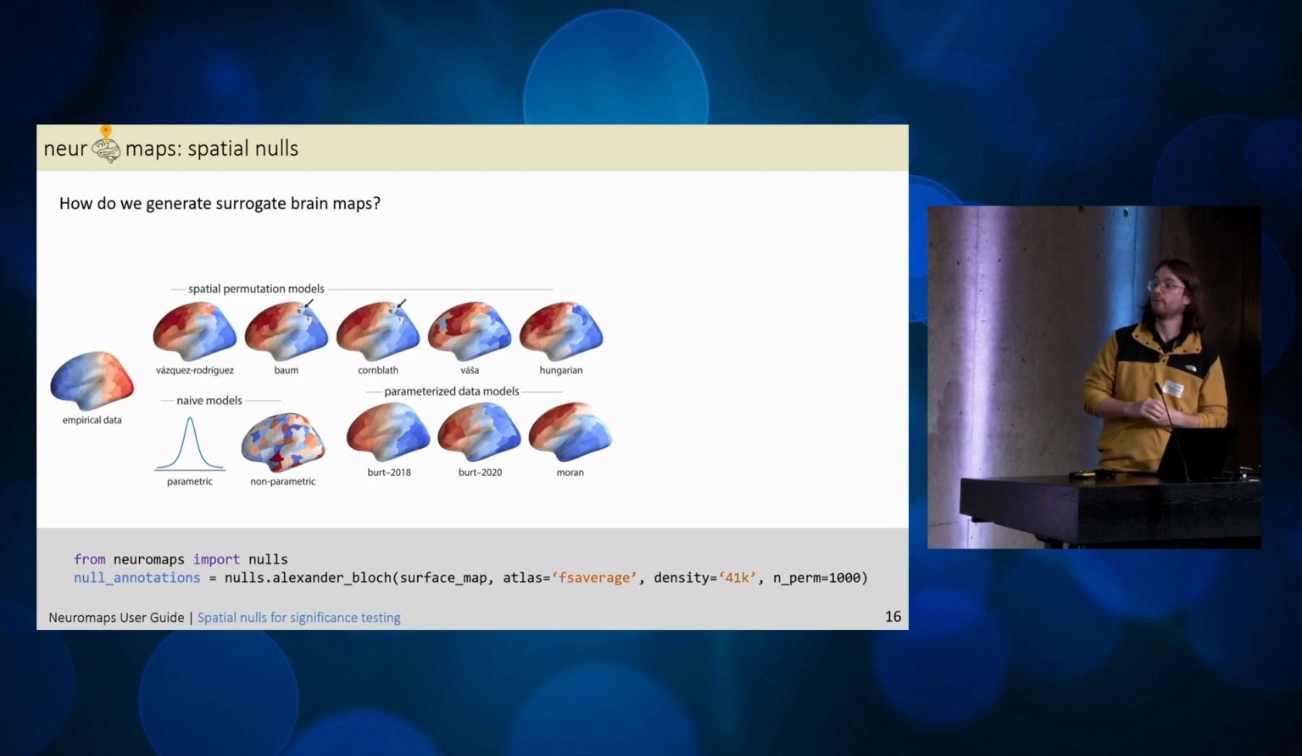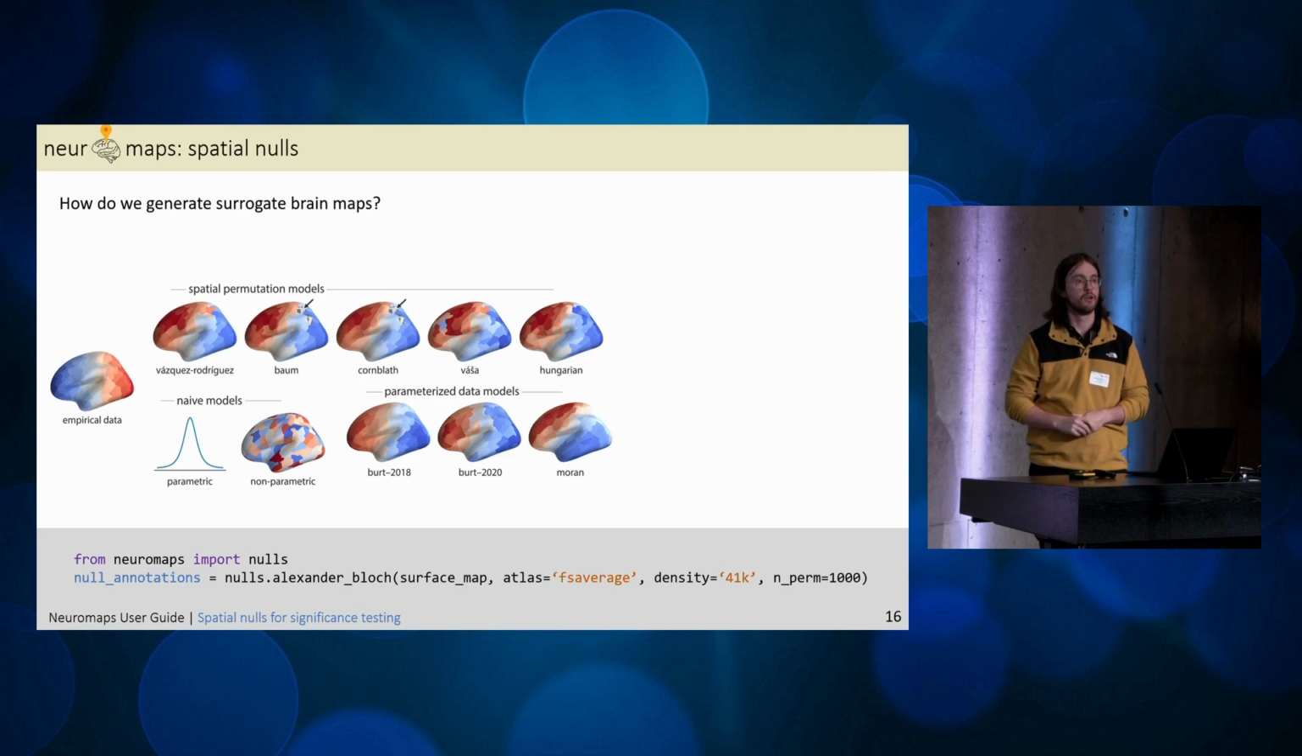Again, one line of code: nulls, and then we call the type of null. We have a bunch, as you see here. All the names that you see are actually different nulls that exist in our toolbox, and then you say nulls at Alexander block, which is actually not here, which is funny because it's the only one that's not named above, but it's another option here.